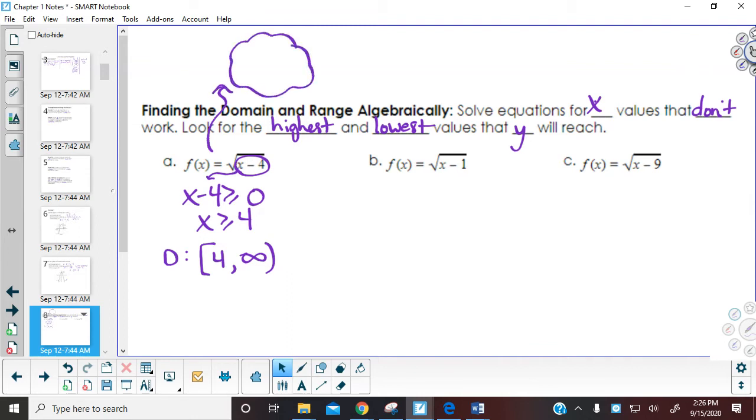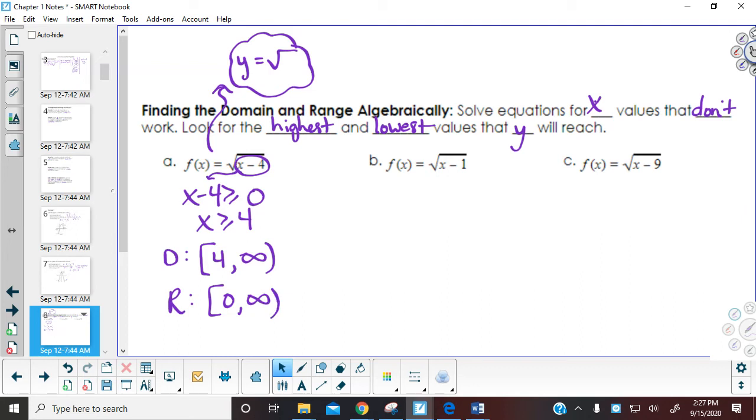I want to think about the square root of something equal to y. It doesn't matter what that something is. The lowest number the square root is going to be is 0, because the square root of 0 is 0. The square root of a positive number is a positive number. You don't have the square root of a negative number. So when you think about that range, you've got 0 to infinity.